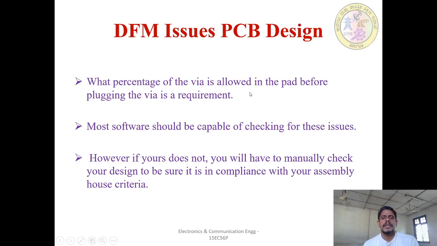What percentage of the via is allowed in the pad before plugging the via is a requirement. In an HDI, high density interconnect, via on pad is okay. It is essential there. Therefore, we have to calculate what amount of via diameter is allowed. Most software should be capable of checking for these issues. However, if your design software does not, you will have to manually check your design to be sure it is in compliance with your assembly house criteria.